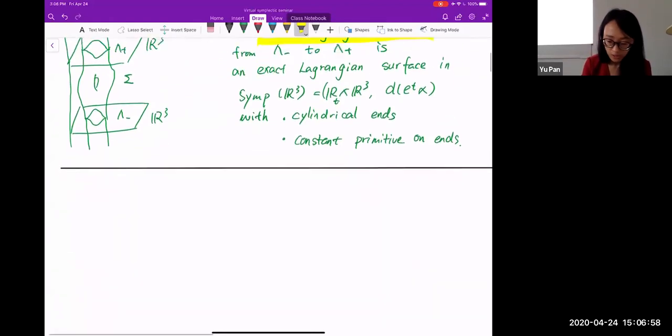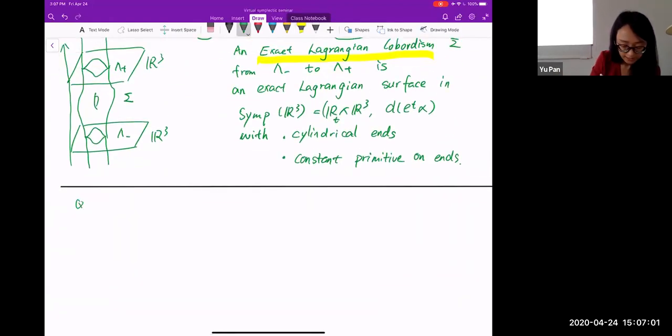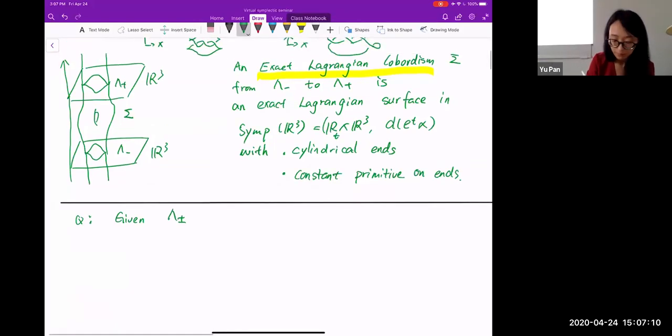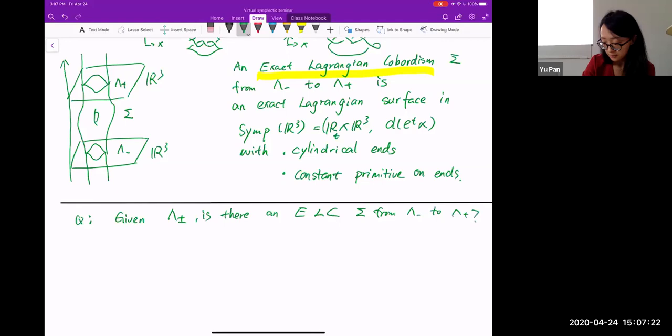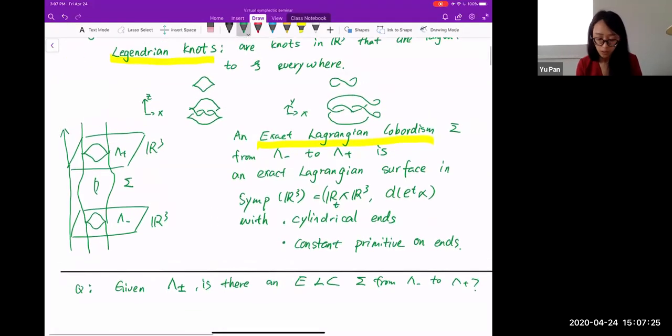Okay, a main question we want to ask here is that given two Legendrian knots or links, let's say lambda plus and lambda minus, is there an exact Lagrangian cobordism from lambda minus to lambda plus? Well, this is a very basic question, but a somehow hard question, because the exact Lagrangian condition makes this cobordism much more restrictive compared to the topological one.